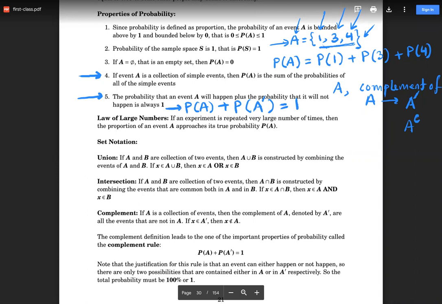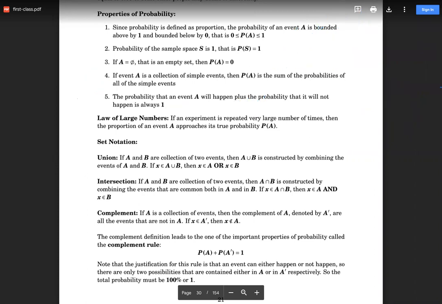So let me summarize what I said. Property number one, the probability must be between 0% and 100%, or it must be between 0 and 1. If you are talking about the sample space, which is the collection of all the simple events for an experiment, then the probability of the sample space is always 1.